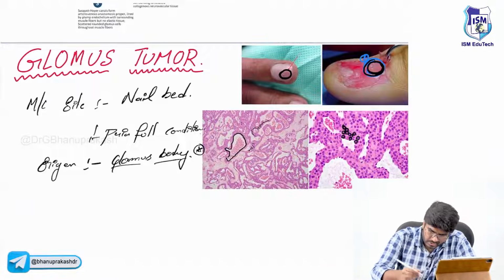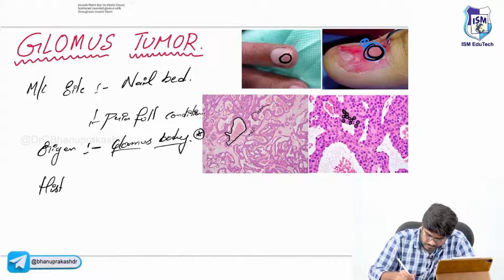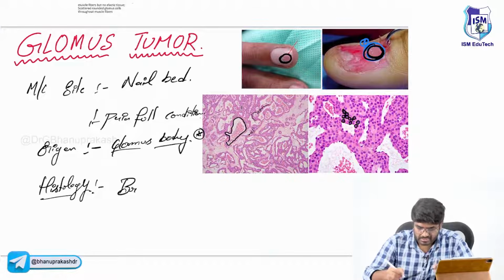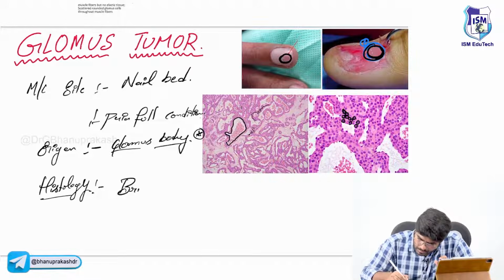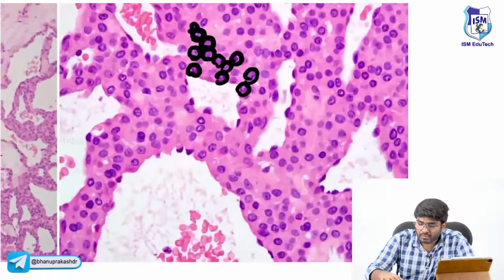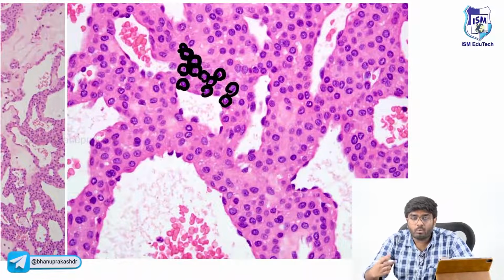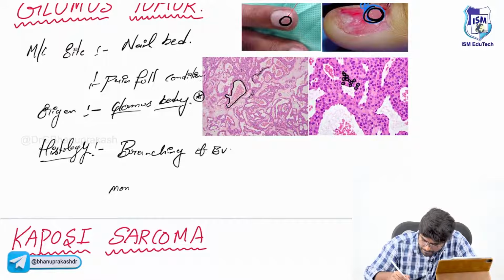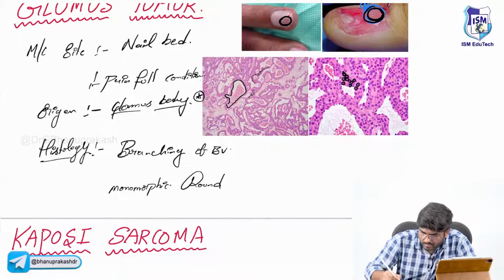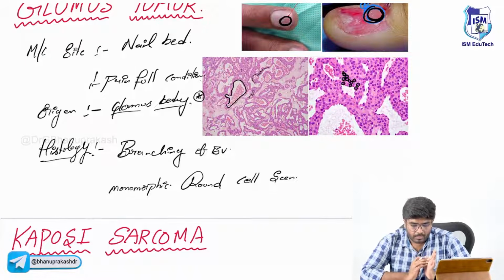Branching of the blood vessels is seen, no doubt. So in histology, what you can see is, yes, branching of the blood vessels. Here also and there also, both the places. Cavernous hemangioma also shows branching of the blood vessels, and glomangioma also shows branching of blood vessels. Not only that, monomorphous round cells are seen in the septa. So that's the one important point I want you to know.